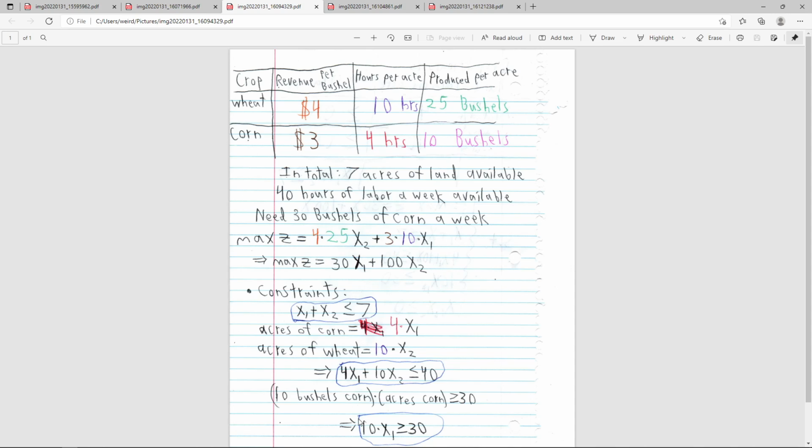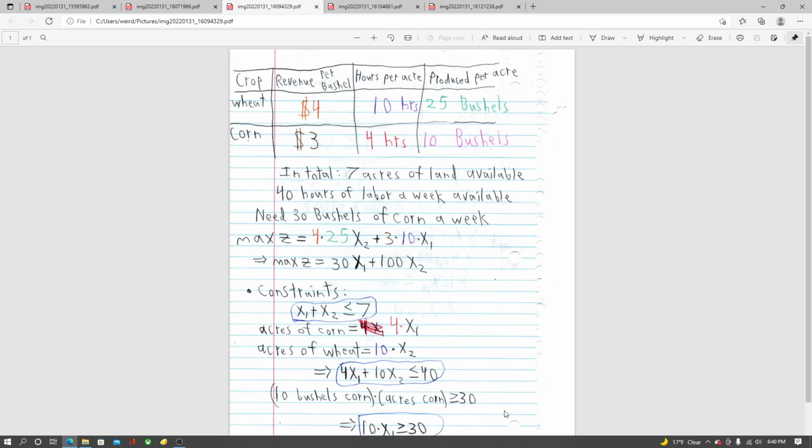And then finally, 10 bushels of corn times however many acres of corn you have has to be greater than or equal to 30. So it's 10 times x1 because you get 10 bushels of corn per acre here. And you need 30. You need 30 bushels of corn a week. Sorry if I'm mixing up terms. So 30 bushels of corn a week means that we get 10 bushels per acre, so 10 times how many acres, which is x1 of corn, is greater than or equal to 30.